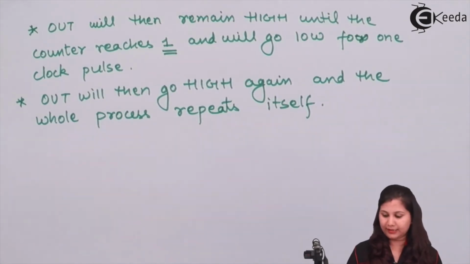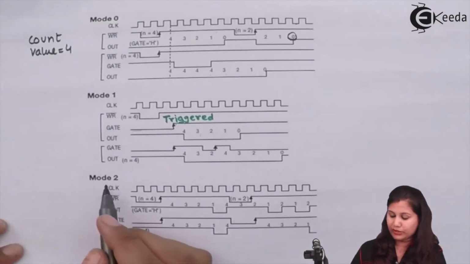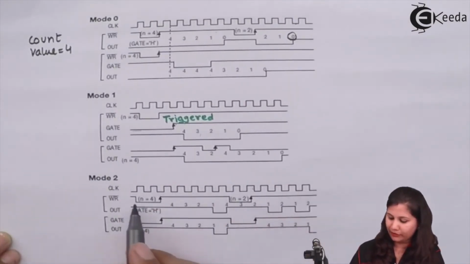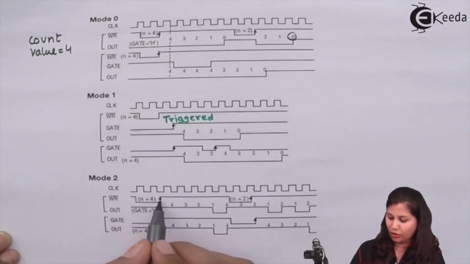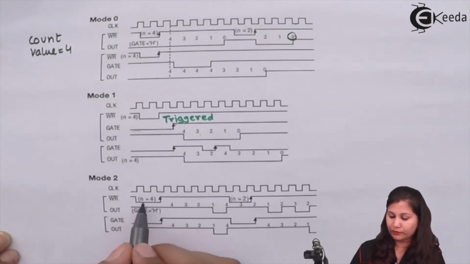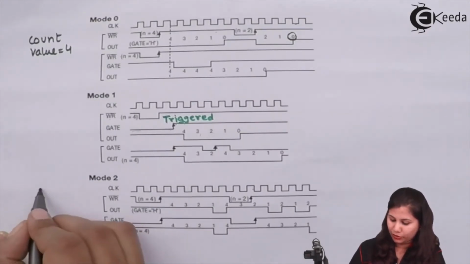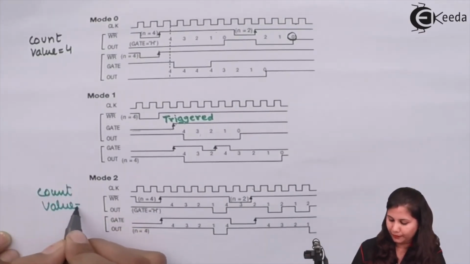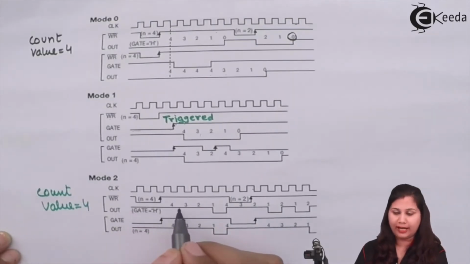Let's see the timing diagram for mode 2. This mode 2 is known as the rate generator mode. So here we have the clock pulse, then gate and out signal. You can see here that the count 4 is loaded into this counter. So here the count value is 4, and the gate signal is initially high.